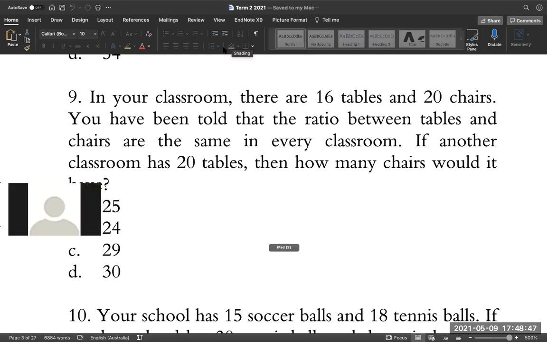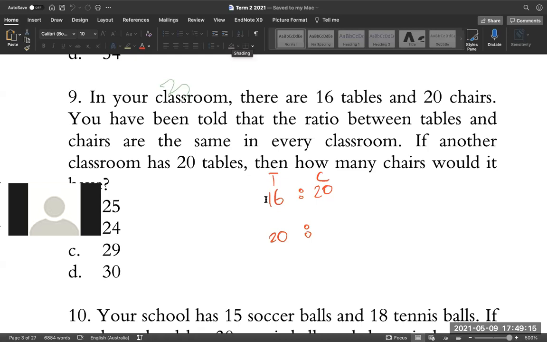So there are 16 tables and 20 chairs. In the other classroom, there are 20 tables, and we want to find out how many chairs there are. Now, remember last week we talked about the intermediary number, like the middle number that we need to go through. So for the people who don't remember that, I'll go through that again.